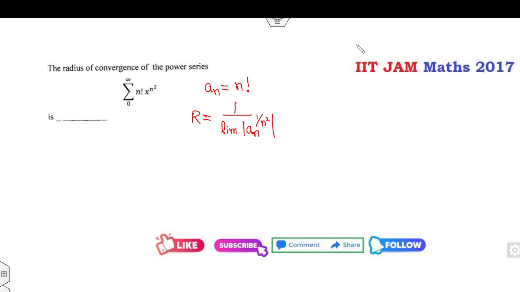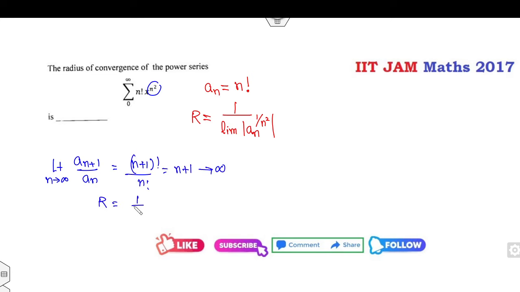Fine. Make sure, students, if you are using the limit a_(n+1) over a_n instead of the n squared, then your answer will be wrong. Why? If you find the limit as n approaches infinity, what will happen? This is my n plus 1, so that will go to infinity. So your radius will be 1 over infinity, which is 0. But the right answer of this problem is not 0.